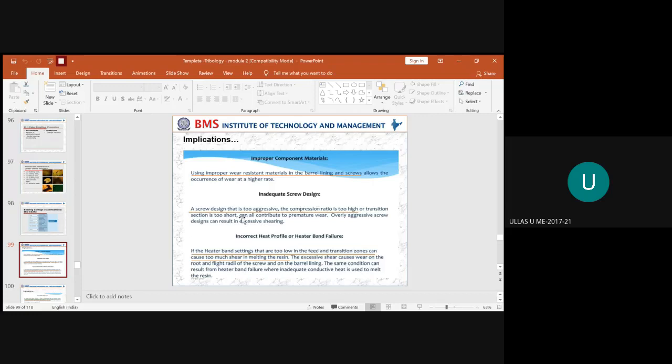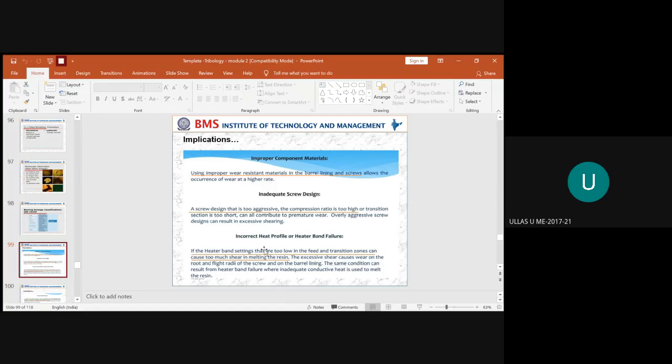Okay, so if a screw design is too aggressive and the compression ratio you are using is too high, then it results in the formation of excessive shearing, due to which again the wear will creep in. So this is the second thing. You have to understand at the design level, and also at the material selection level. All these vary from one component to another based on the application you really need.